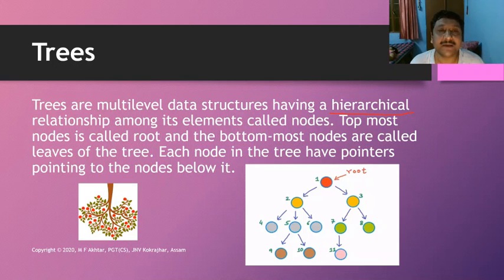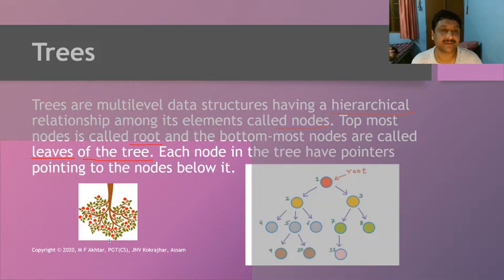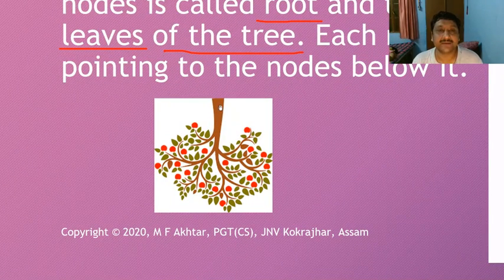Trees are multi-level data structures having a hierarchical relationship among the elements called nodes. Each element is known as a node. The topmost node is called the root, and the bottommost nodes are called the leaves. It is just like a tree, but here the tree is displayed upside down. You can see the picture. Here is the root at the top, and then branches are there and leaves are there.